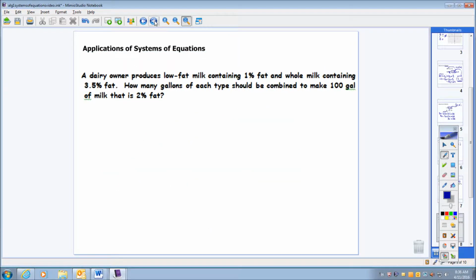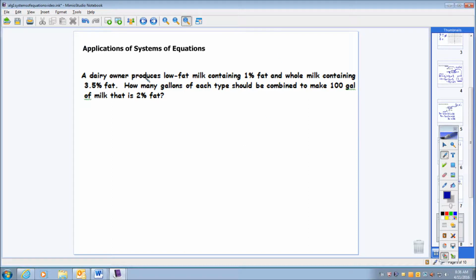Okay, in honors algebra, if you're in regular algebra, you can skip this one. This is more of an honors algebra type question. This is what we call a mixture question. It looks really, really tricky, but I don't think it's that bad. Let's just figure it out.